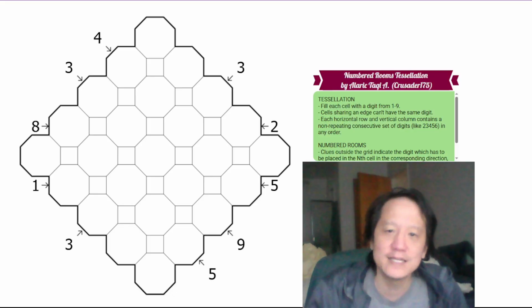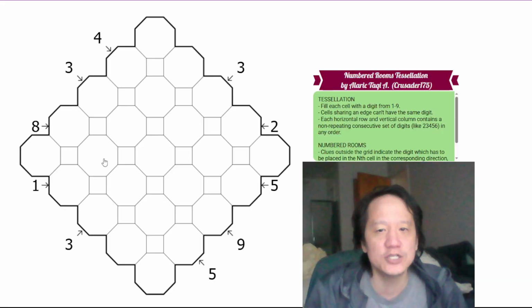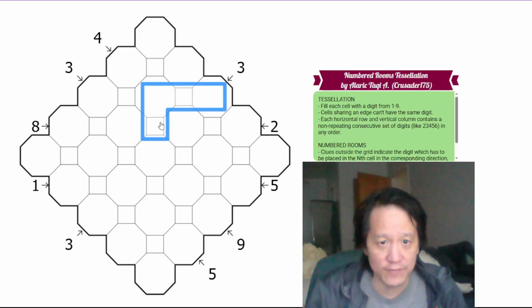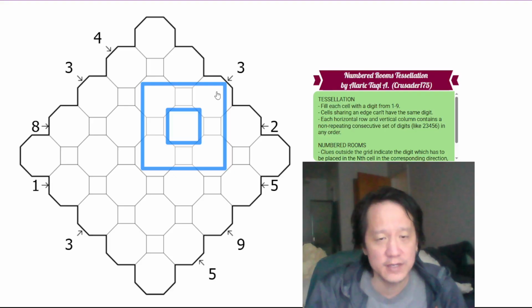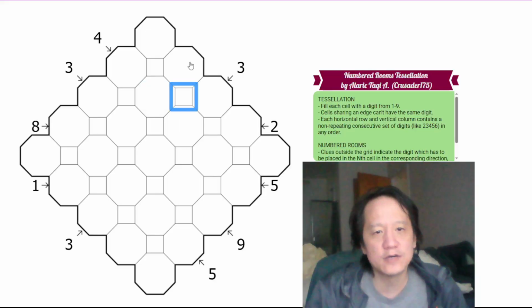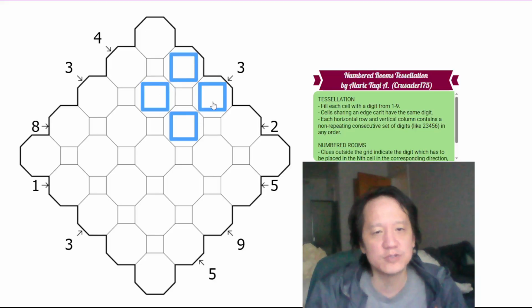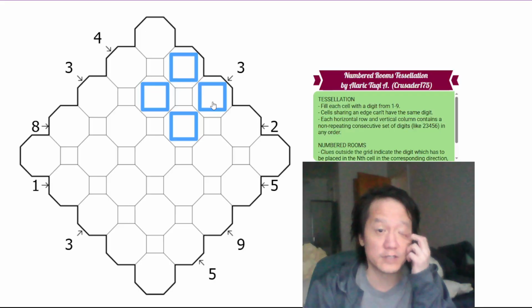We have tessellation, where we need to fill each cell in the grid with a digit from 1 through 9. And cells sharing an edge can't have the same digit. So this cell cannot have the same digit as any of these cells because it's sharing an edge with it. And this cell cannot be the same digit as any of these 4 cells because it's sharing an edge with them.